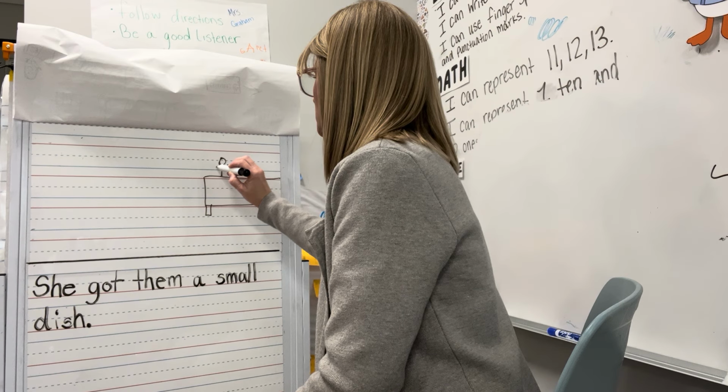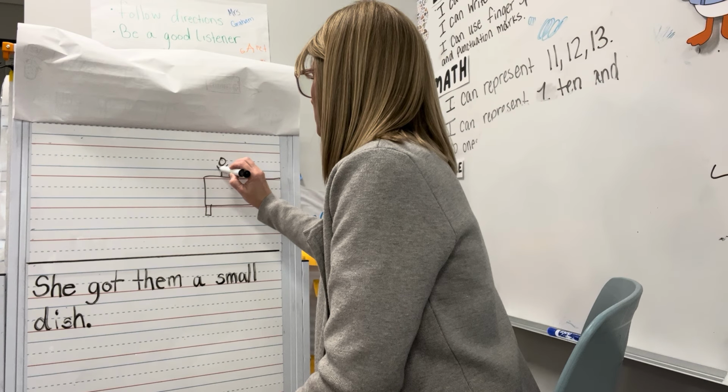We're going to do arms, some fingers, give them some spiky hair. Circle eyes, smiley face. Remember, you can pause this if I'm going too fast, friends. All right, next I'm going to draw another one because it says she got them.